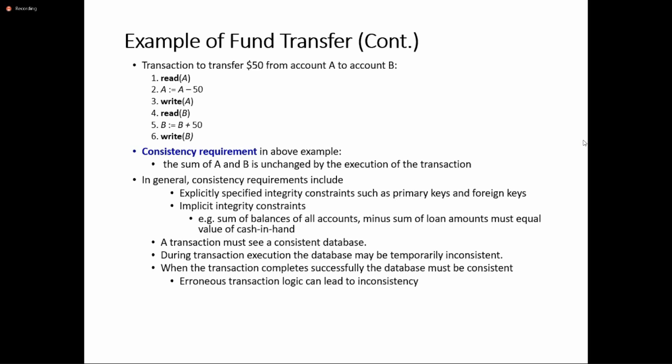Okay, a transaction must see the database as consistent. During transaction execution the database may be temporarily inconsistent. When the transaction completes successfully, the database must be consistent. An erroneous transaction can logically lead to an inconsistent state. Then we can always keep A plus B. In here, A plus B, that account amount is consistent, the same, unchanged balance.